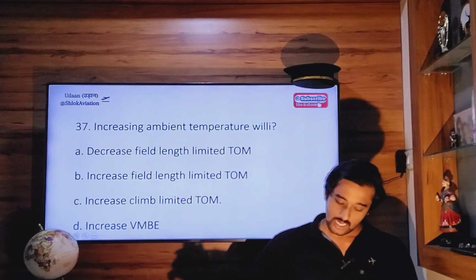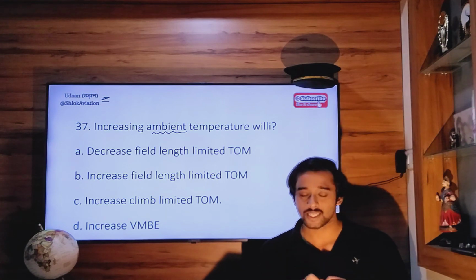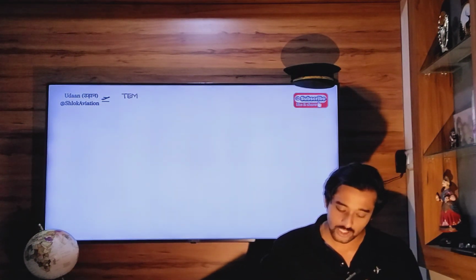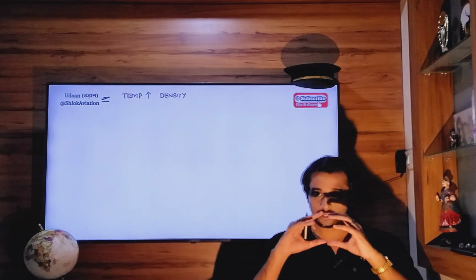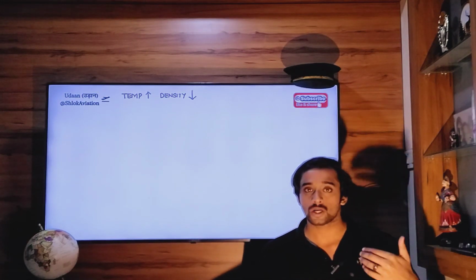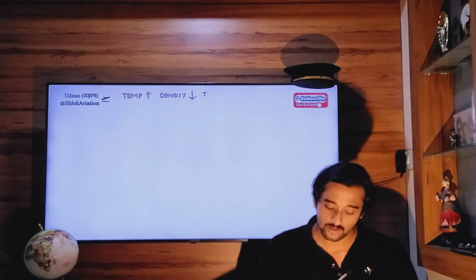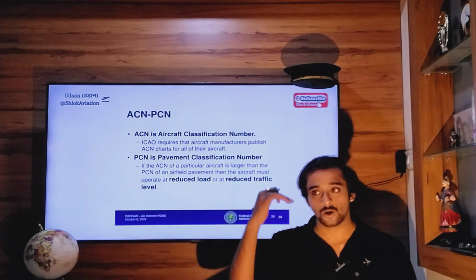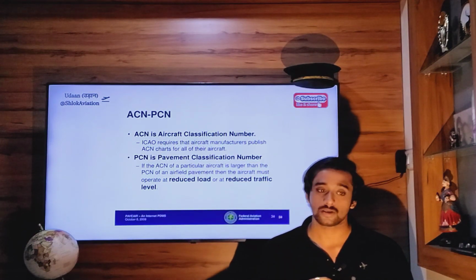So next. Increasing ambient temperature will do what? Okay, so this concept is related to density altitude. Now wherever the temperature of the atmosphere increases, the density of air, the concentration of air molecules in a specific volume of air, decreases. So we say when temperature increases, it becomes hotter and hotter, the density of air will decrease. When density of air decreases, that air becomes thin air. Even when we climb mountains, the density of air decreases, the air becomes thinner and thinner. It becomes very difficult to breathe.